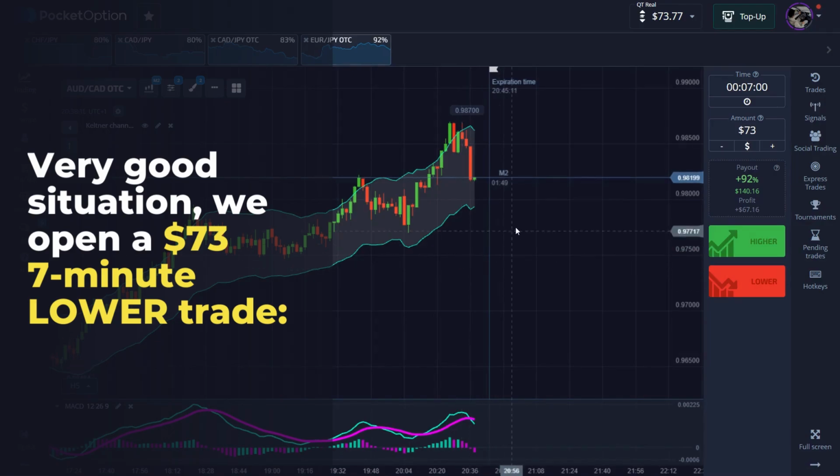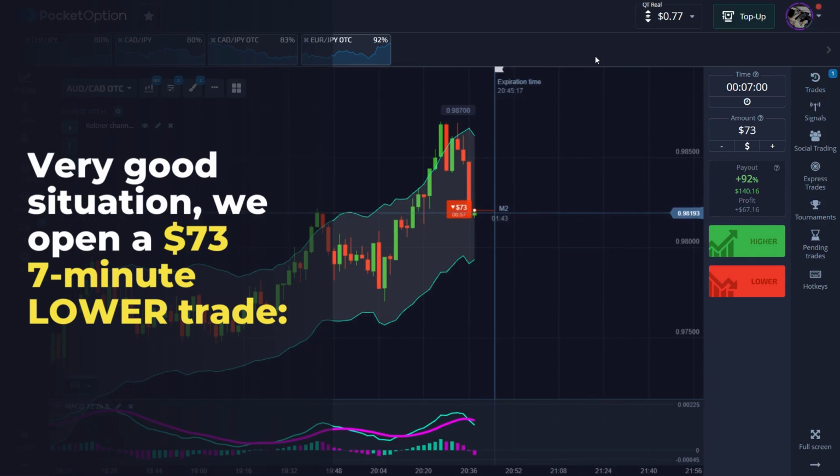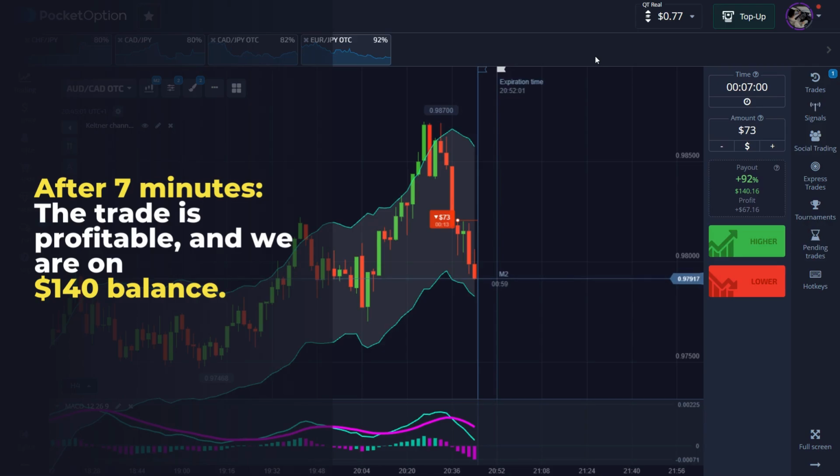Very good situation, we open a $73 7-minute lower trade. After 7 minutes, the trade is profitable, and we are on $140 balance.